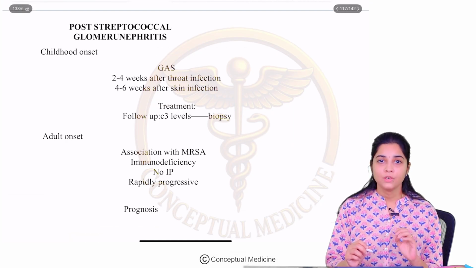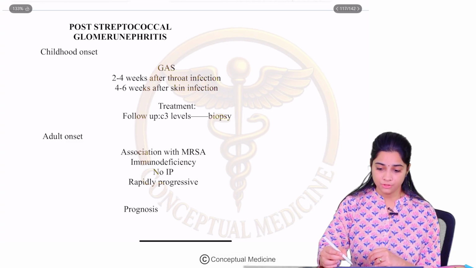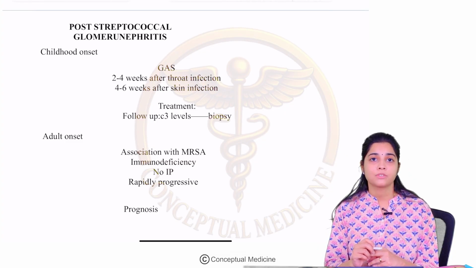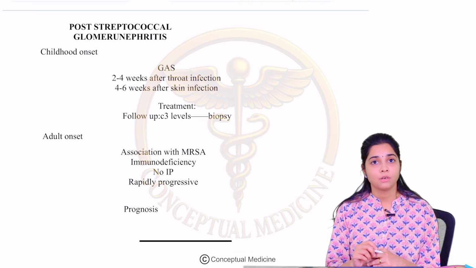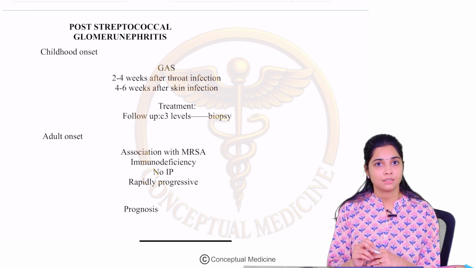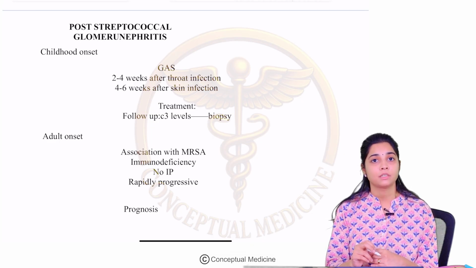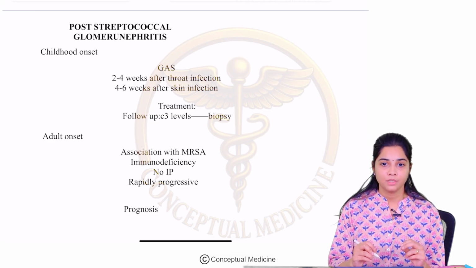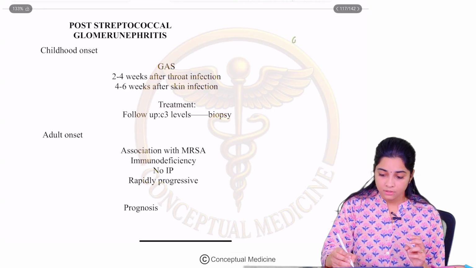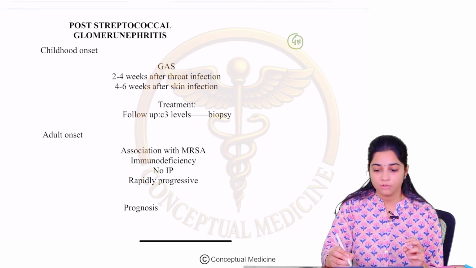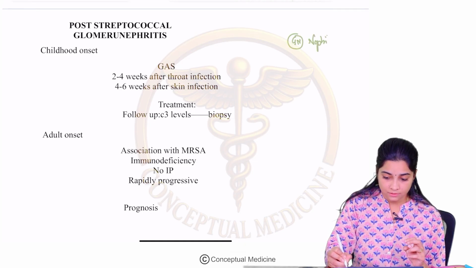So let's begin. The first nephritic syndrome that you should be aware of is post-streptococcal glomerulonephritis. Post-streptococcal glomerulonephritis is a disorder that occurs, as the name suggests, after a streptococcal infection. Just to remind you of what we covered in the last session, glomerulonephritis presents as a nephritic syndrome.